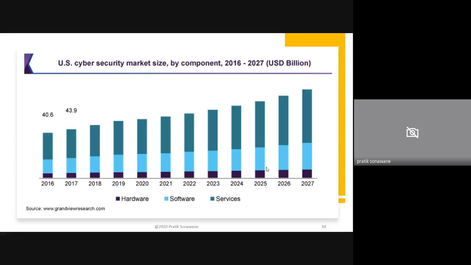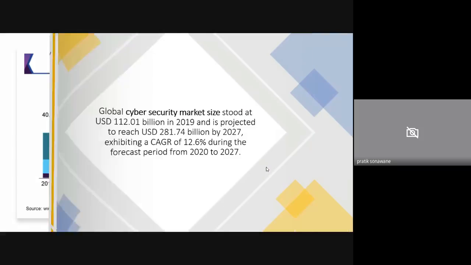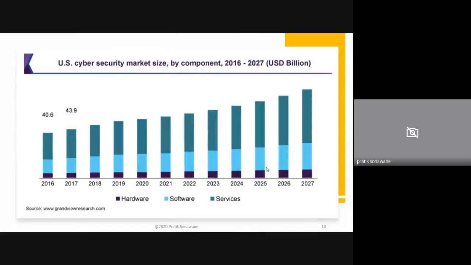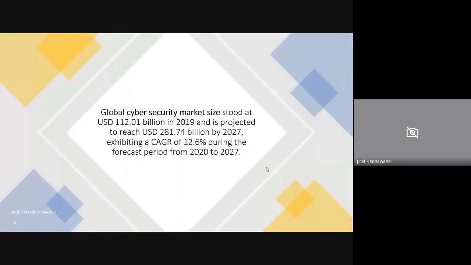Okay, so we have been seeing this trend in the spend on cybersecurity, and this is the trend we are going to see over the next 7 years. Around $281 billion are going to be spent on cybersecurity, and it was 112 last year. So you can see how much the market is going to spend on cybersecurity. This is the next 7-year forecast.